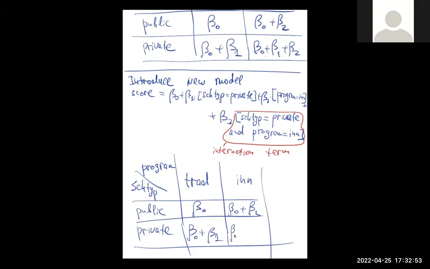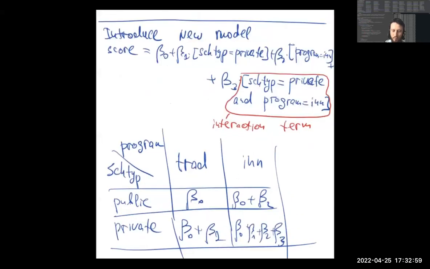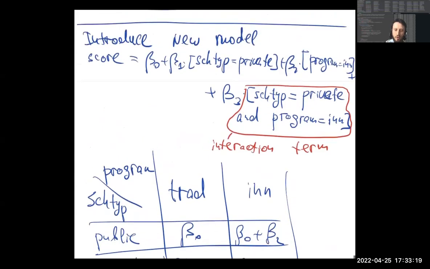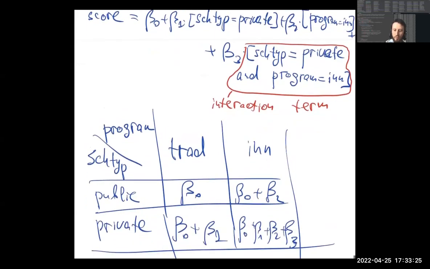Beta naught, all betas. Yeah, I have to sum up all four betas, and now let us discuss how can we interpret this coefficient beta 3. You see that again we have this beta 1 and beta 2 that can be considered an effect of private schools and of innovative programs. So again, as previously, beta 1 is the difference between these two cells, and beta 2 is difference between these two cells.